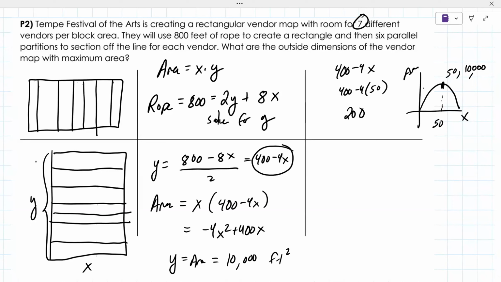Wait, would you plug it into the middle equation? You're solving for y. Y is the vertical. So you plug it into the equation that you got simplified there. You could put it into the rope equation, you could put it into the area equation, but go for the one that is easiest, the one that's already solved for. Got it.